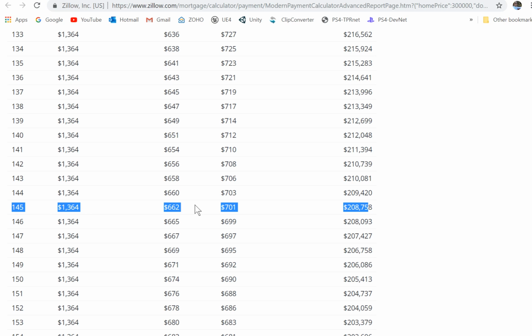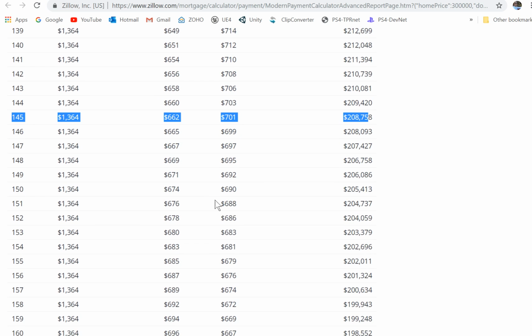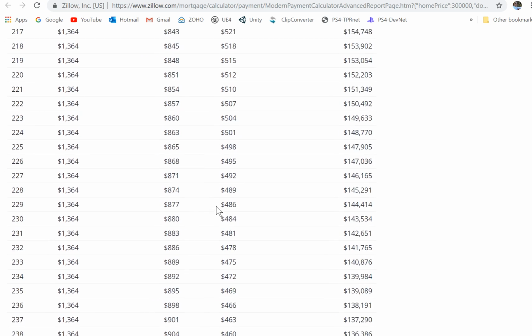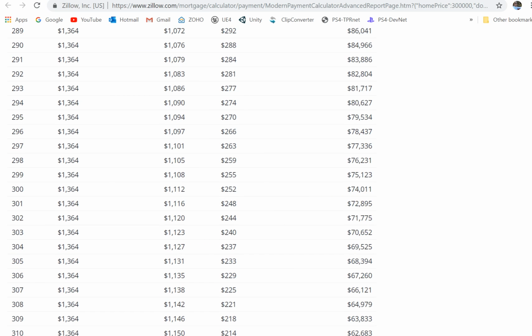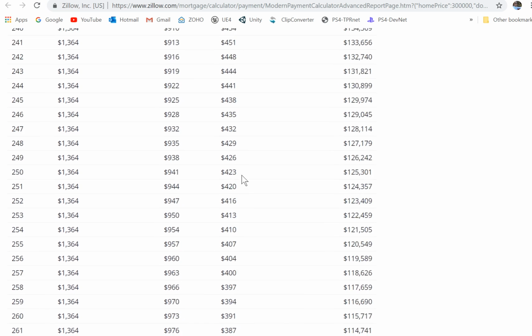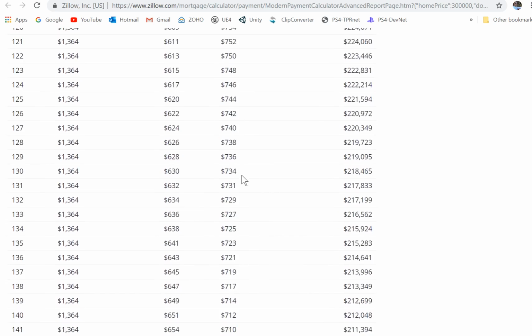And again, if you had more money to put down up front, this especially works well on smaller purchases or cars or something that you can put a good chunk down. And then what you really want to do is get as far down as you can. Where you see here, now you're paying $1,000 a month towards the mortgage once you get down here, and only $259 towards the interest.